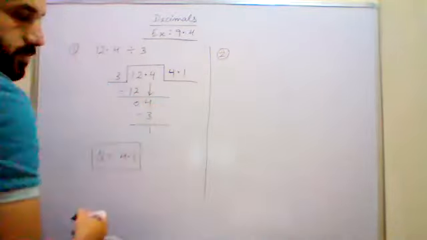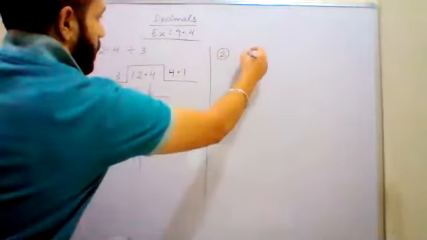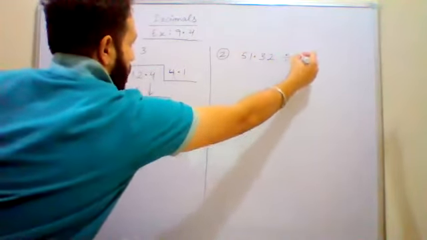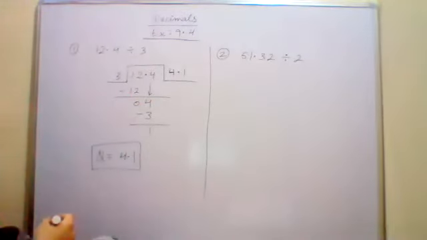Second question. 51.32 divided by 2. This is what you have to do.